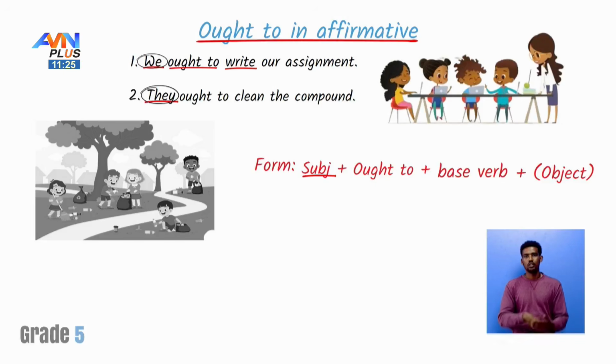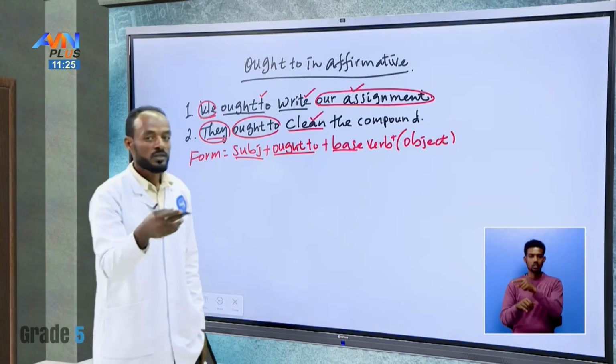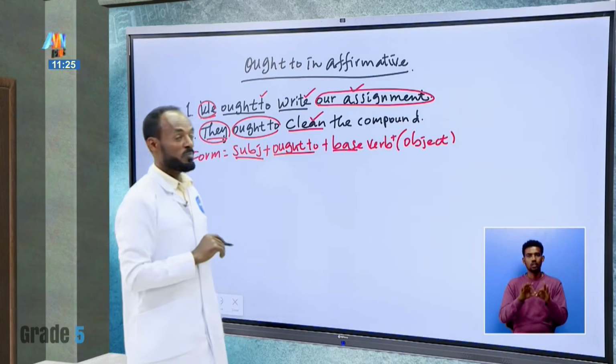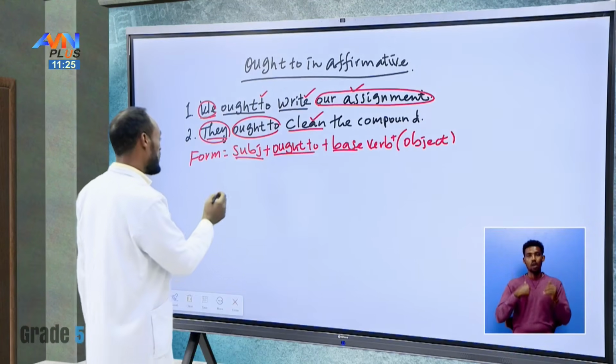So here is the subject, they, we. What about ought to? Here is ought to, and here is also ought to, plus base verb. Here, clean. We didn't add anything here. Right. So, if necessary, we can add objects like this. If it is not necessary, you can leave it. I hope I'm right, yeah? Good. What about the negative form here?